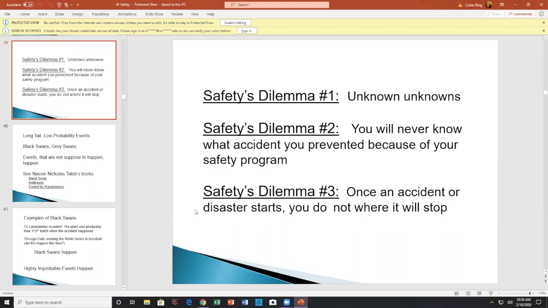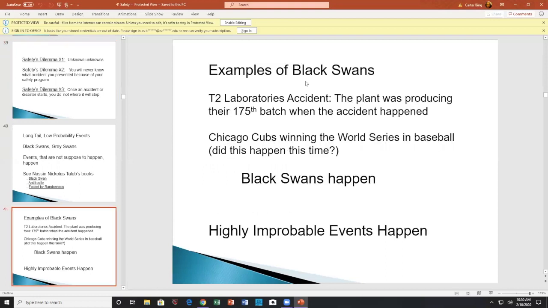Anyway, I like this one as well. Once an accident or disaster starts, you don't know, the word no is missing here. You do not know where it will stop. Accidents in one area lead to accidents in another area leads to accidents in the third area. Anyway, we call these major accidents black swans. If you go on YouTube and type in T2 laboratories, interesting, it was an accident that essentially killed three or four people.